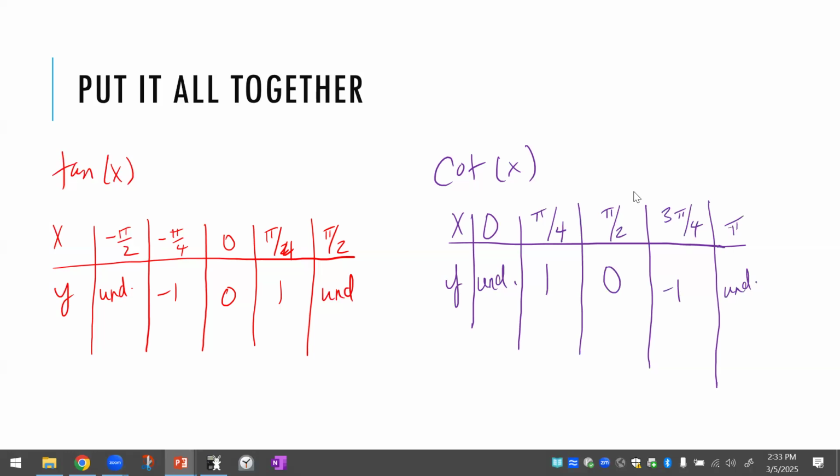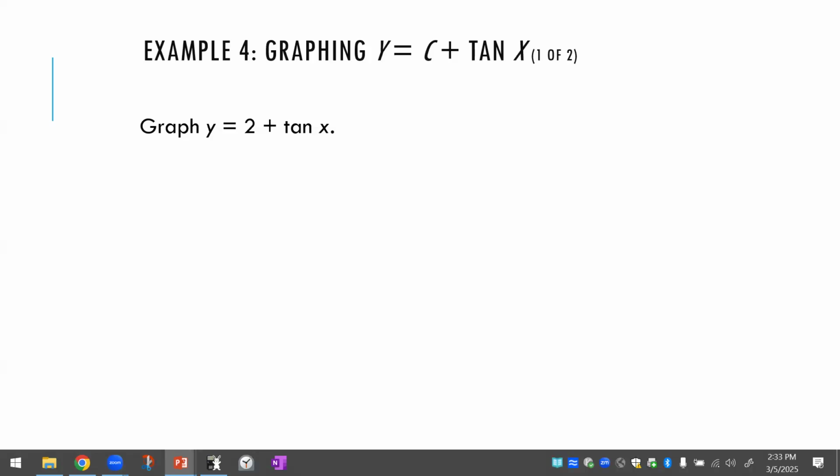So do we see the differences in some way to try to remember them? Your zeros for your tangent are your undefined for your cotangent and vice versa. And that's because remember that tangent equals y over x and cotangent equals x over y. So now my denominators are changing, right? And that's why it ends up being the opposites. Cool. Let's go backwards in a minute.